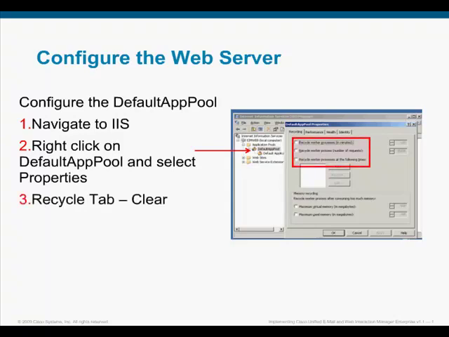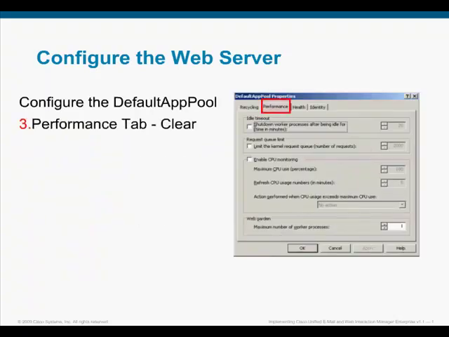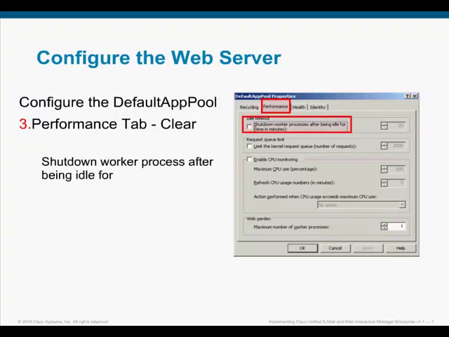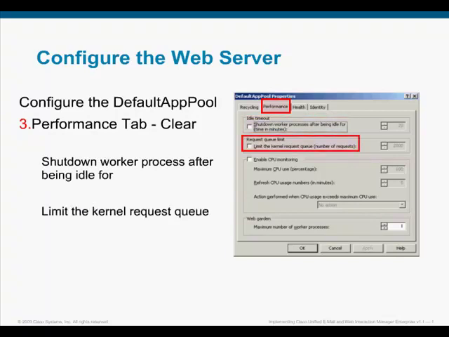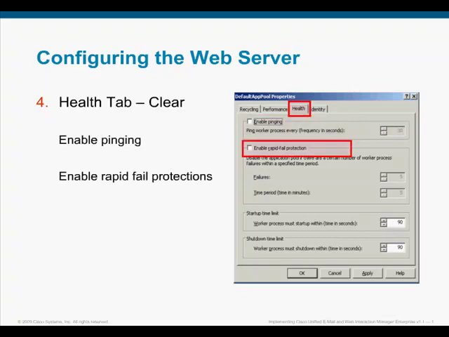On the Recycle tab, clear the Recycle Worker process in minutes, as well as the Recycle Worker process number of requests. Now select the Performance tab and clear the following. Clear the Shutdown Worker process after being idle. Also clear Limit the Kernel Request Queue. Now select the Health tab and clear the following. Enable pinging. Also clear Enable Rapid Fail Protections.